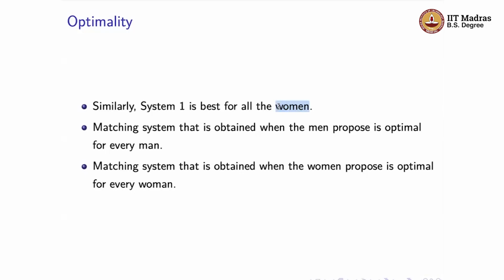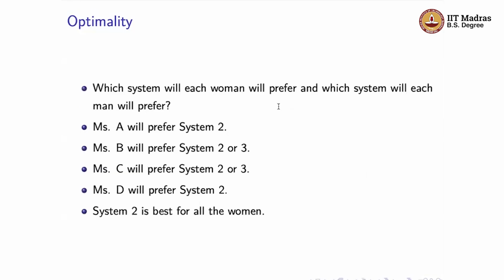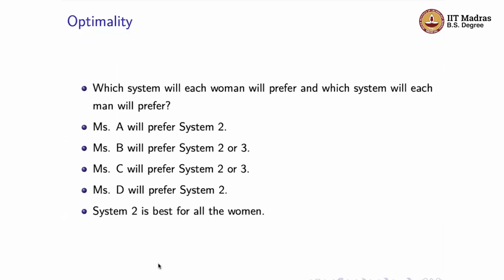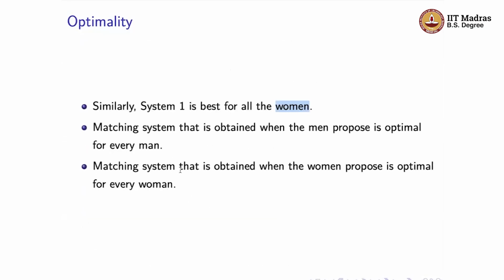Okay. So what we observe is the following. If you were to generalize, the matching system that is obtained when the men propose, this is the Gale Shapley version of the men proposal, is the optimal for every man, right? Optimal in the sense we'll define, but you can understand informally what we mean. So this is the one that the men had preferred, and the matching system that is obtained when the women propose is optimal for every woman, right? Okay, again, just to make sure, this is a typo. System 1 is the best for all men.